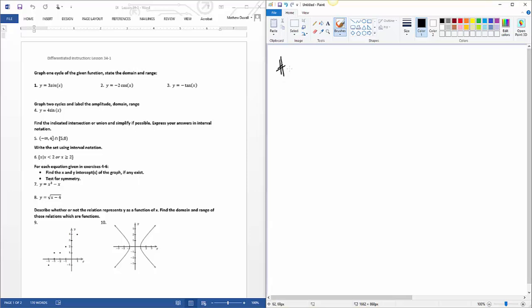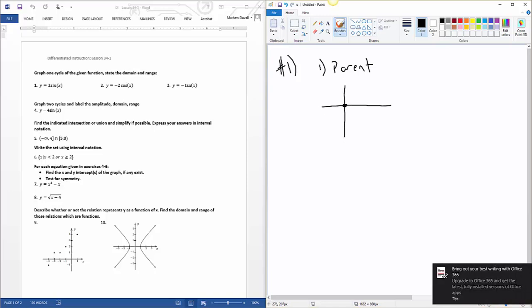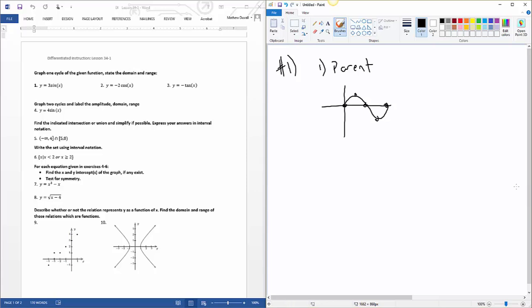So for number one, I said the important things that we need to know so far is first, we need to know the parent graph. Well, the parent graph is a sine graph. Well, sine looks like this. So that's kind of like what the sine graph is.